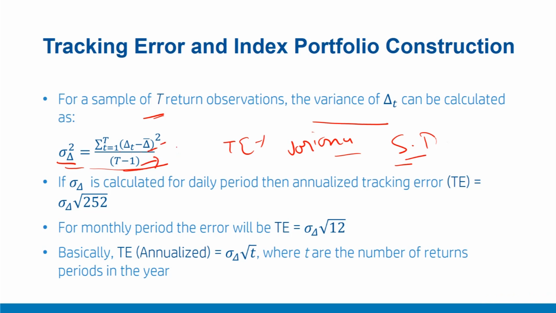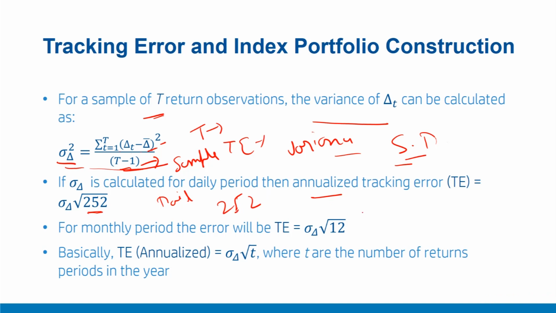This T minus 1 reflects the fact that we are working with a sample. If you are working with population, then theoretically you use T, but usually you will be working with a sample, so we use T minus 1. Now this tracking error is often represented in annualized form. So for example, if you have computed this variance or standard deviation for daily return, you multiply the variance with 252 or standard deviation with square root of 252, where 252 are the trading days in a given year.